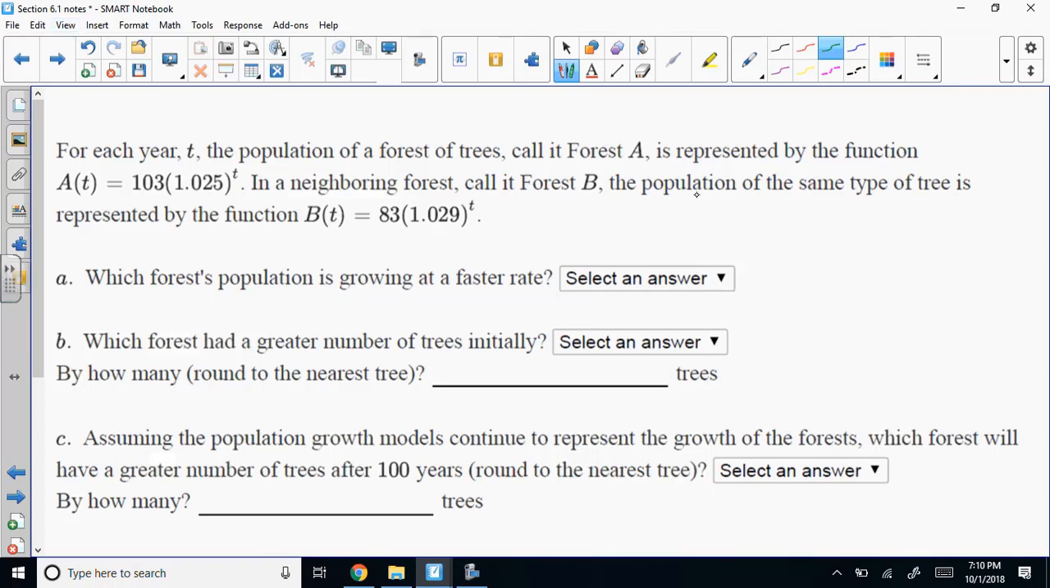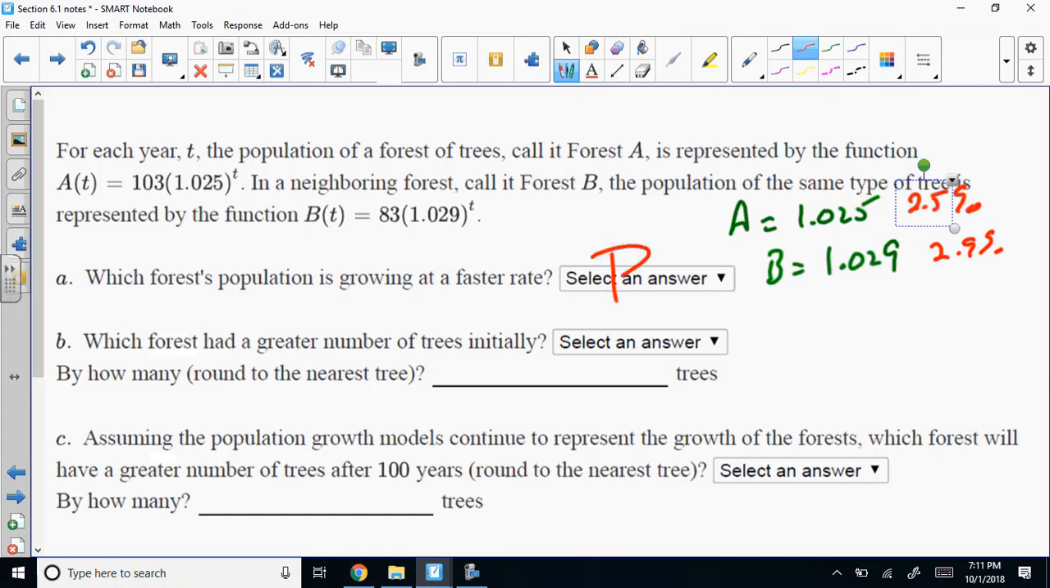Well, forest A has a rate of 1.025 and forest B has 1.029, right? Really, that's 2.5% and 2.9%. Y'all tracking when I say 2.5%, 2.9%? That's my base. If I subtract 1 off of them, that would leave me the decimal part of the rate, correct? So that's the same as saying 2.5% or 2.9%. So really it would be what?